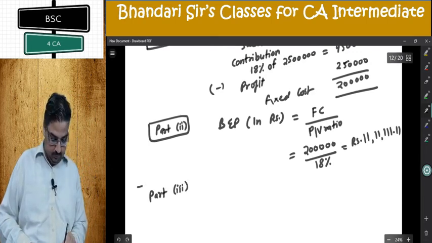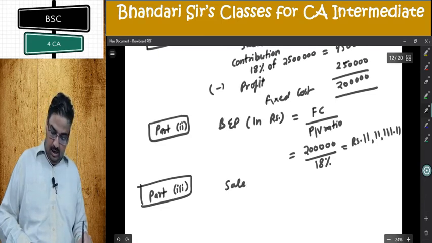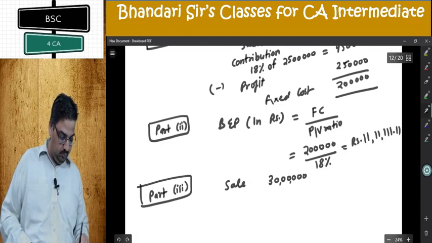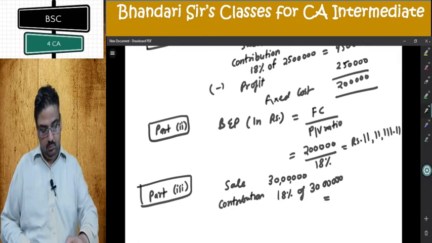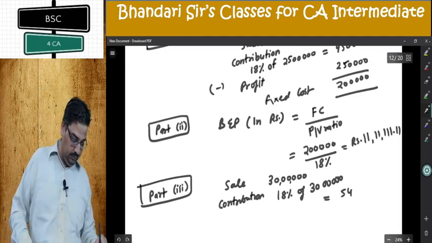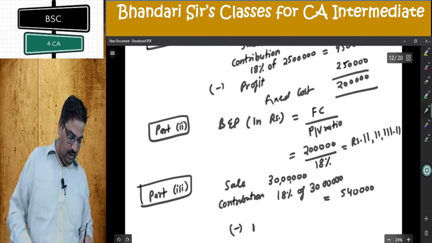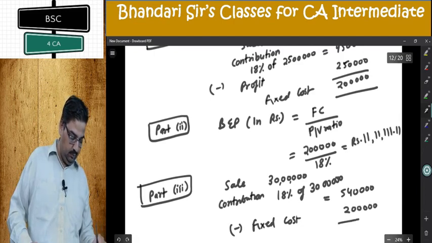Part 3. Sale 30 lakh. Contribution, 18% of 30 lakh, 5,40,000, minus fixed cost 2 lakh. Profit 3,40,000.